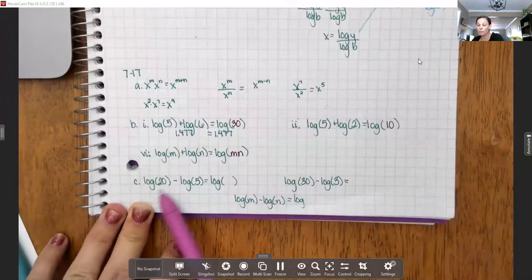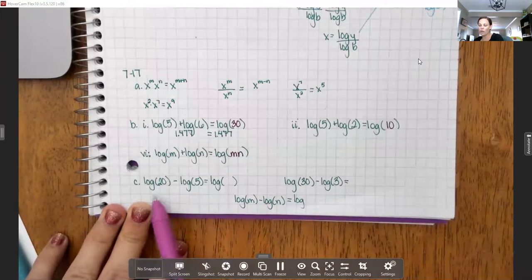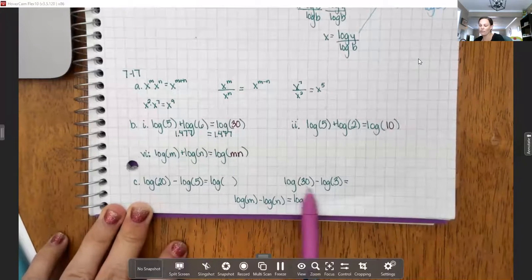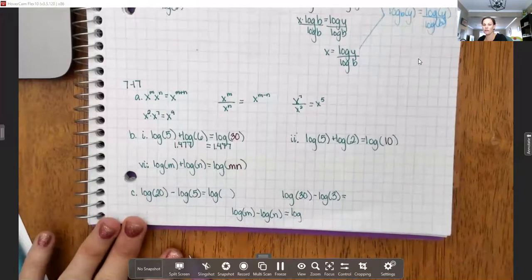All right, and then try these on part C. There's 2 of them, log of 20 minus log of 5 and log of 30 minus log of 3.